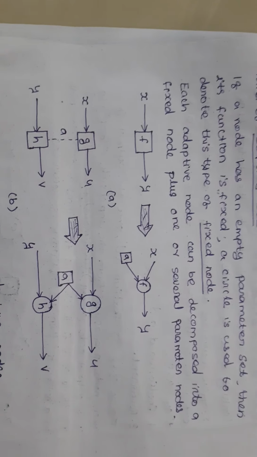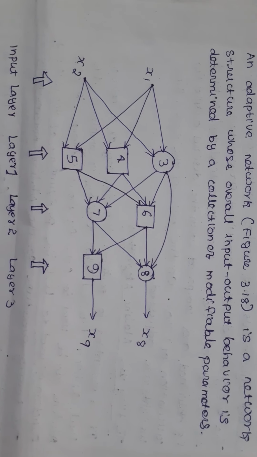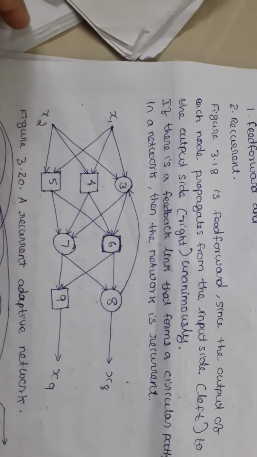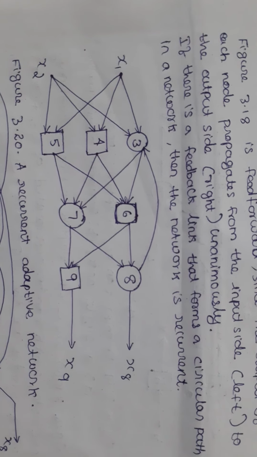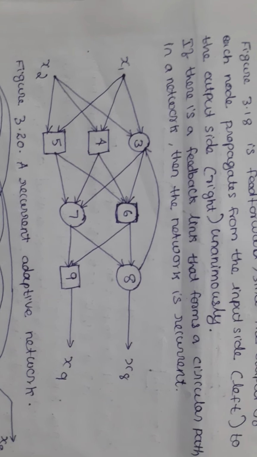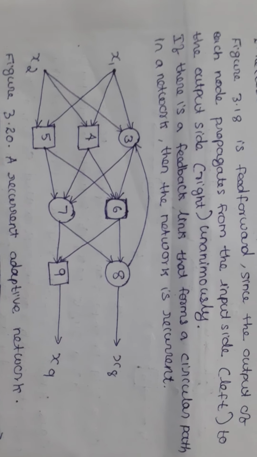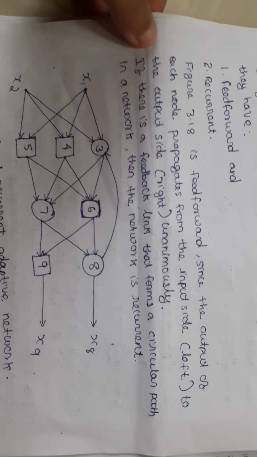There are two types of adaptive networks: feed forward and feed backward. In feed forward networks, see this figure, all connections are from left to right. So this type of network is known as a feed forward adaptive network. Let us see a feed backward network. See this example. See the connection from 8 to 3. This type of connection is known as feed backward. And if there is any cycle in this network, then that type of network is known as a recurrent adaptive network. So that is all about adaptive networks.